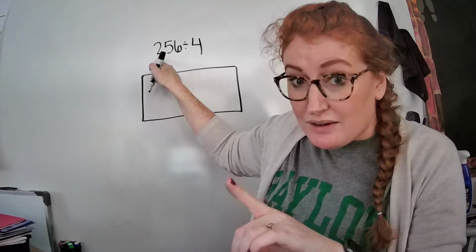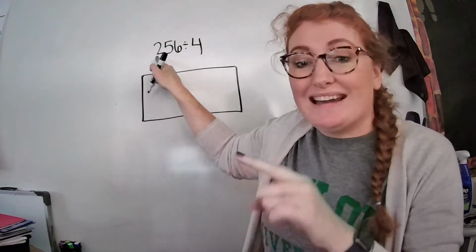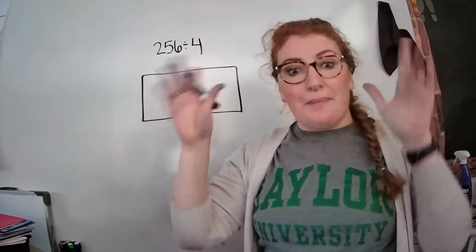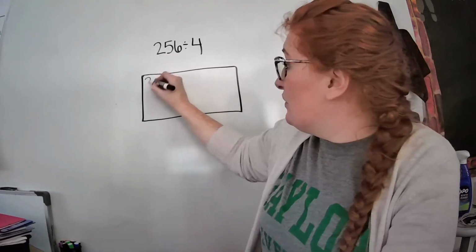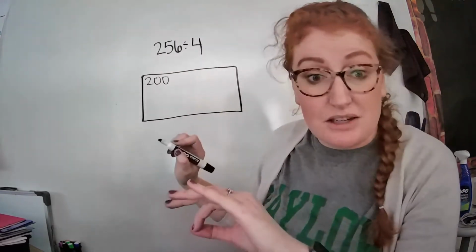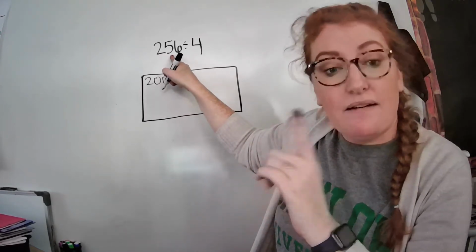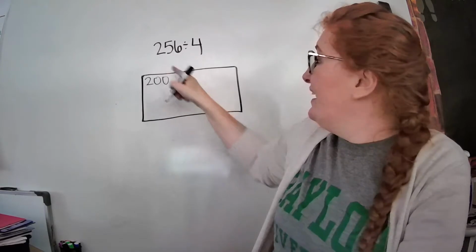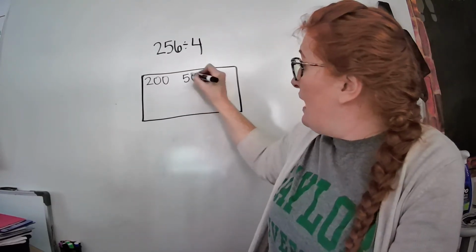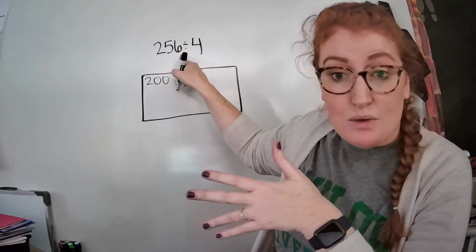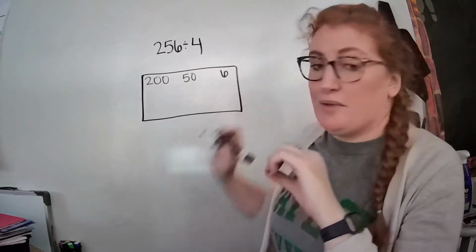And here's where it gets different. I'm going to take that 2 and that 200 and I'm going to put it inside my box. Mind-blowing, right? So the 2 is a value of 200, so it's going to go right there, inside your box. Then I'm going to move over to the tens place. There's a 5 that has a value of, you said it, 50. That also is going to go inside my box. And then the 6. The 6 is in the ones place, so it has a value of 6. Also going to go inside my box.